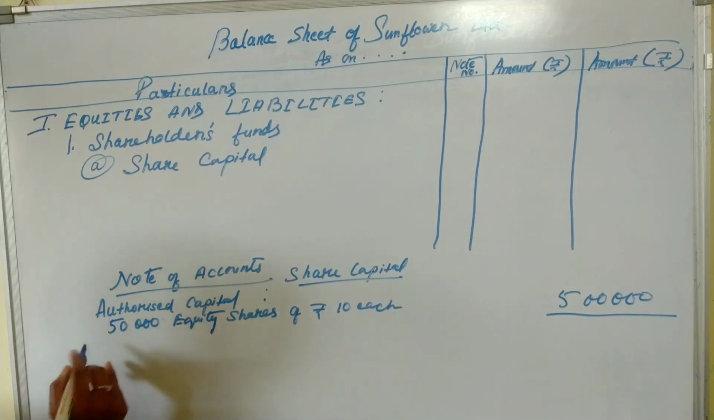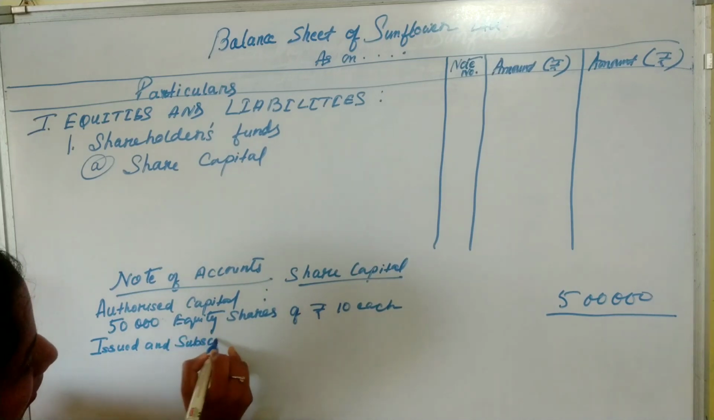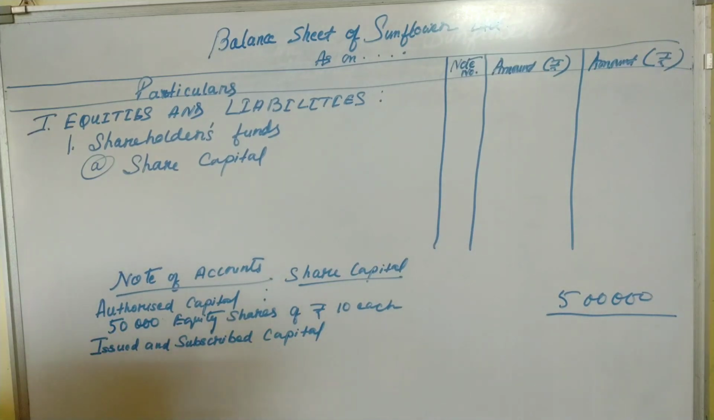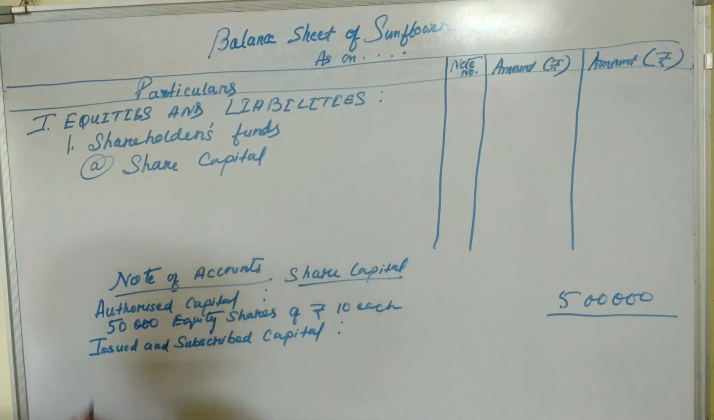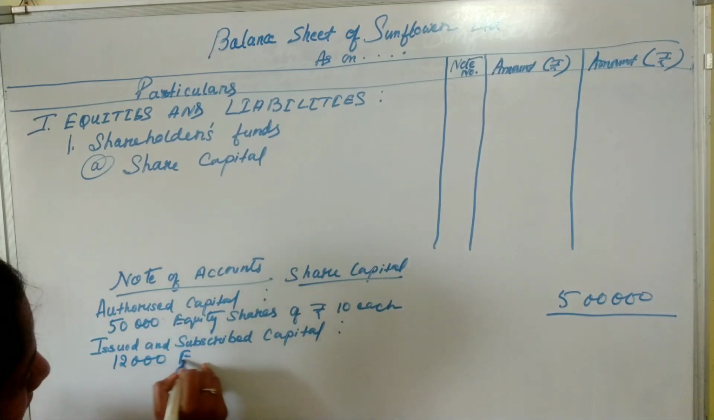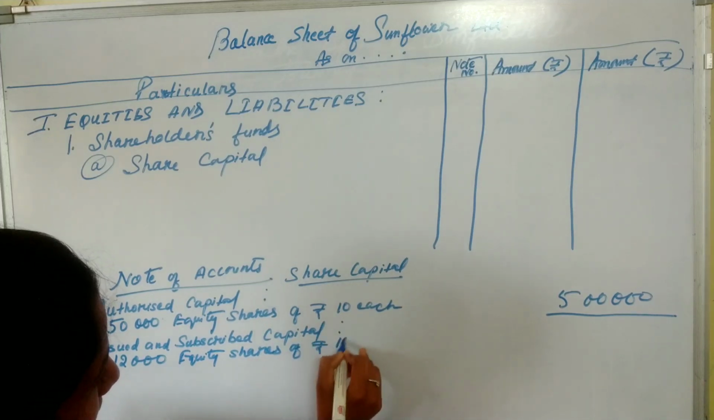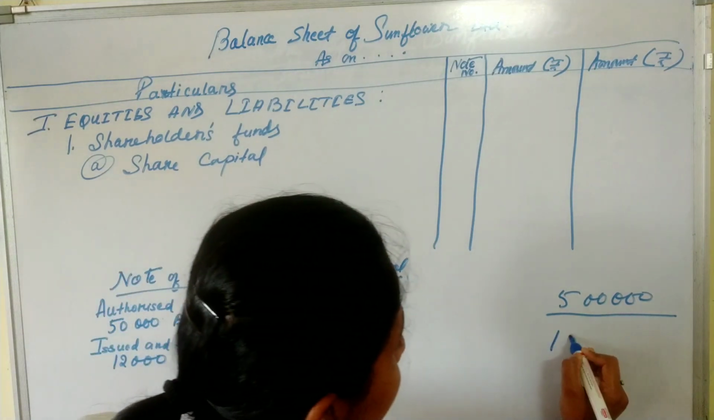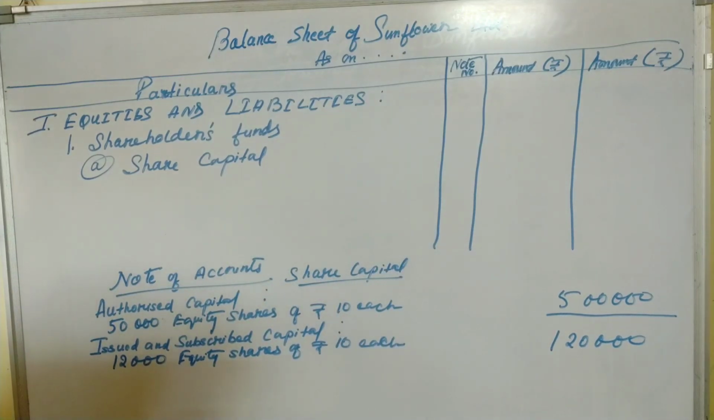Next is our issued and subscribed capital. Now see the issued and subscribed capital. The company has issued 12,000 shares. So our issued and subscribed capital is 12,000 equity shares of rupees 10 each. So this is our issued and subscribed capital, which is 1,20,000.